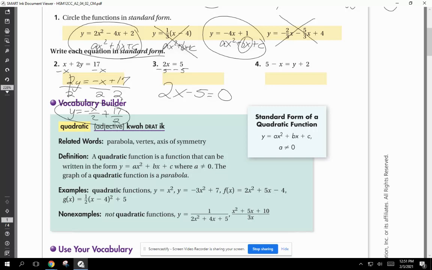Number 4. Again, we're going to solve for y. There's 2 ways to do this. The easiest way I'll show you first. The harder way I'll show you next. The easiest way to get y by himself is to do what, David? Yeah, subtract 2 on both sides. What's 5 minus 2? 3 minus x equals y.